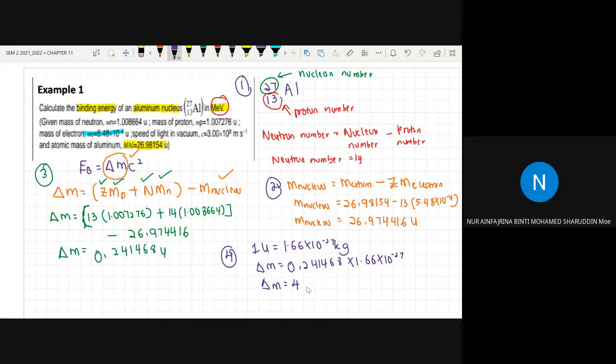Okay, for kg you guys may round off. For kg you can start rounding off. Can U be rounded off or not? No.